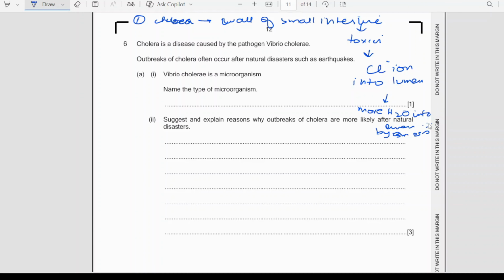Okay. Name the type of microorganism. What is Vibrio cholerae? A bacterium. Bacteria are many, bacterium is single. So you can write bacteria, but don't write a then. Okay. So Jason, explain the reasons why outbreaks of cholera are more likely after natural disasters.